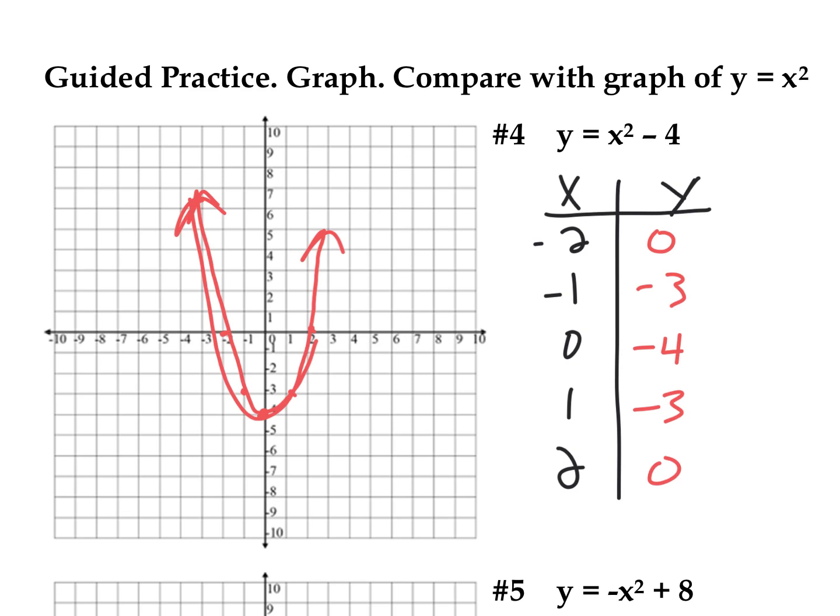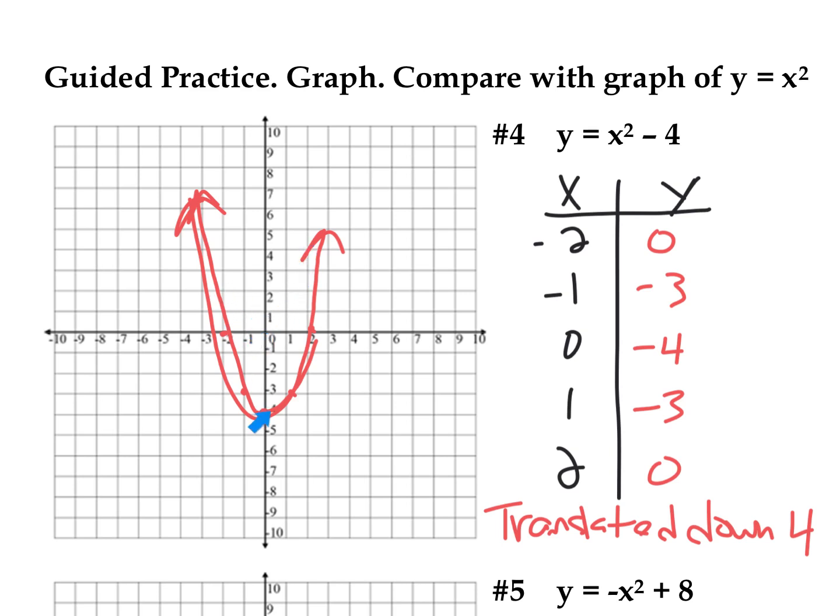We talk about comparing it. A shift is called a translation. So it's translated down 4 units. Okay, it's translated down 4 units. So the normal parent graph would be here and opening up.